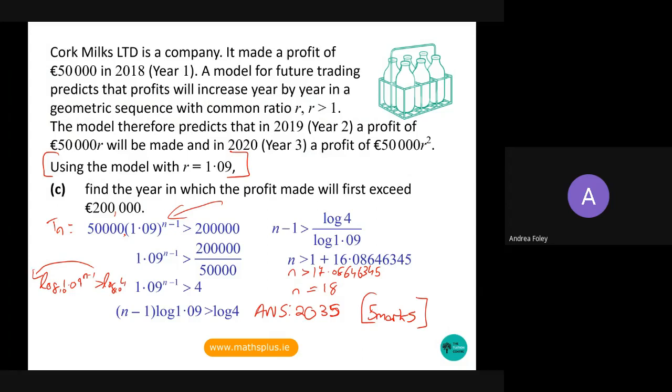Yeah, I'll just go through the marks, the low partial credit and the high for this. So it's a 0, 2, 3, 5 scale. Low partial credit here is for the substitution of 1.09.